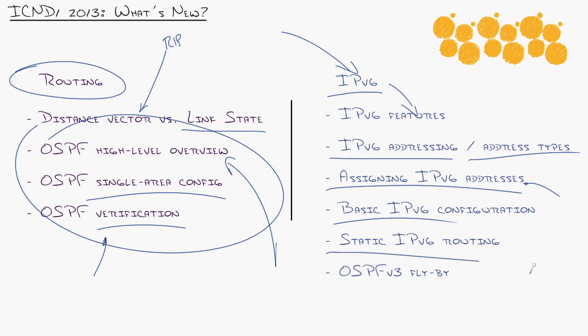Static IPv6 routing, to where now you look at the same technology you saw with IPv4, but applying it to IPv6. When I say OSPFv3 flyby, like OSPF for IPv6, it's literally just that. Like, I would say once you know this side of the game, configuring OSPFv3 is a piece of cake.